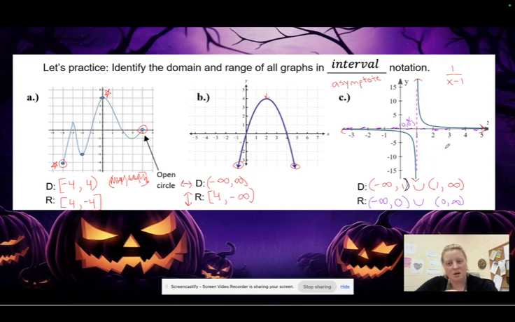So if I can make it a little easier for you and just get you to memorize this for the time being, wherever your vertical asymptote is, that's the number that you use for your domain. And wherever your horizontal asymptote is, that's the number you use for your range. Right? And once we do several of those, I think that'll start to click.